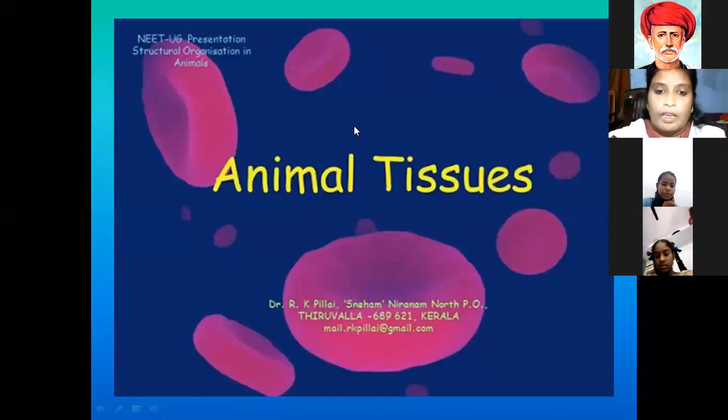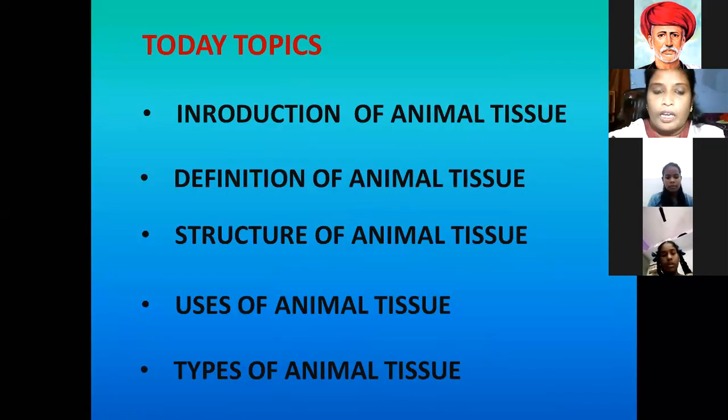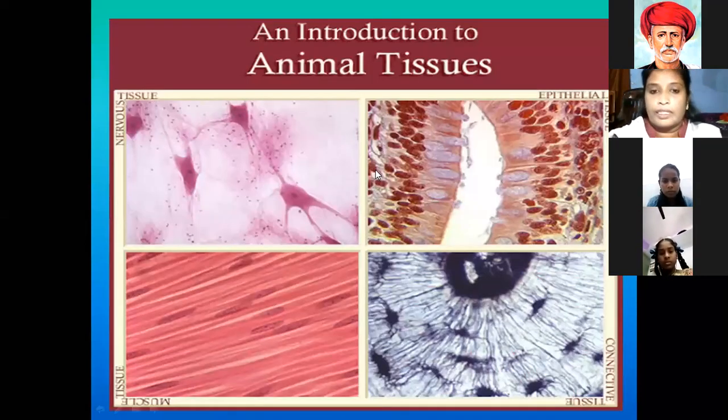Okay, today I am going to discuss animal tissues. Today I am going to explain the following new topics: introduction of animal tissue, definition of animal tissue, structure of animal tissue, uses of animal tissue, and types of animal tissue. Next, all of you see in this slide, this is the diagram of the animal tissue.